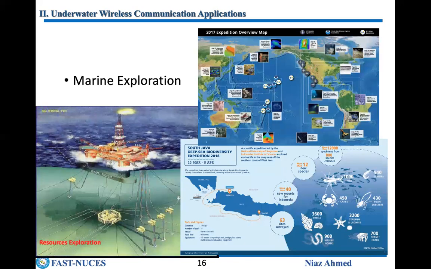Here's some other pictures of the marine exploration. Basically, this is the data being taken from the Java Deep Sea Biodiversity Expedition that happened in 2017 and 2018. You can probably see it all in the map, where different kinds of sensors are installed in these different areas, and they are collecting different kinds of information all over the year. And then by the end of the year, they can share all those data and information with the rest of the world.